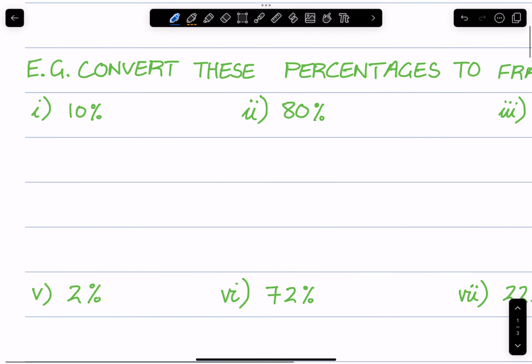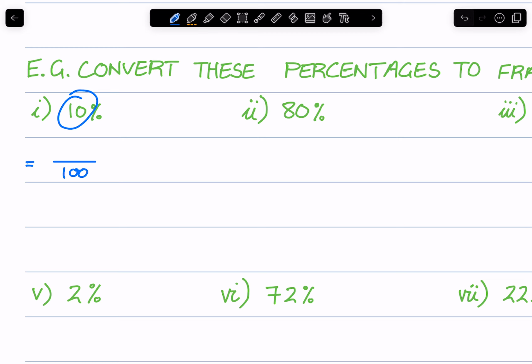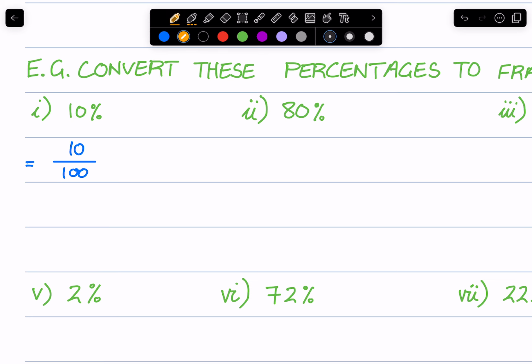Let's start off with the first few. It's rather straightforward in that whatever the percentage is, it's always going to be over 100. And so this numerator goes on the top. We can see that we can divide both by the highest common factor or just common factors. For this, I can see we can divide both by 10. So 10 divided by 10 gives us 1, and 100 divided by 10 gives us 10. And there we have it.